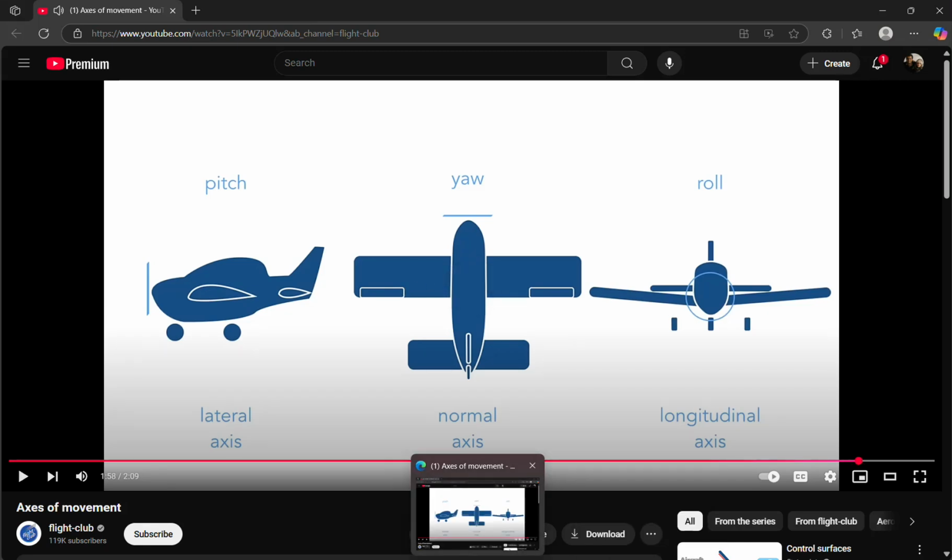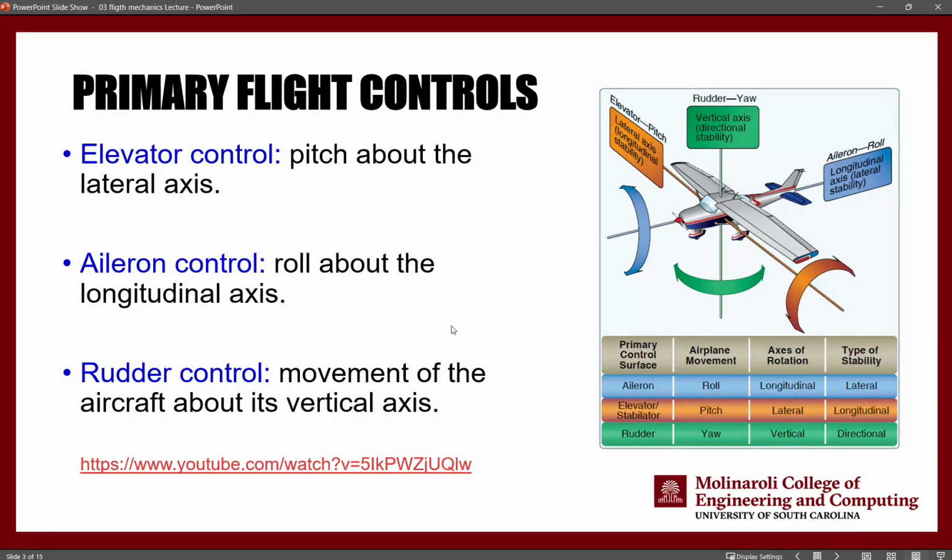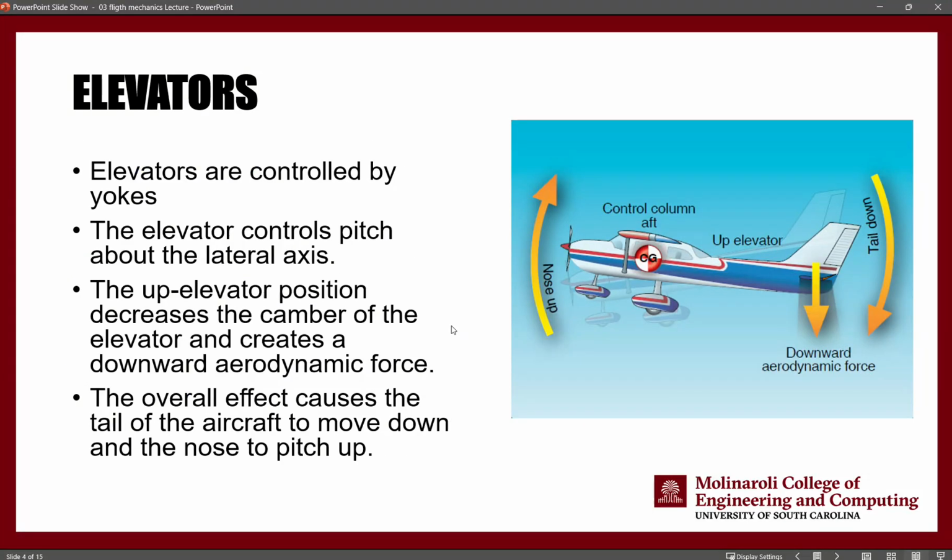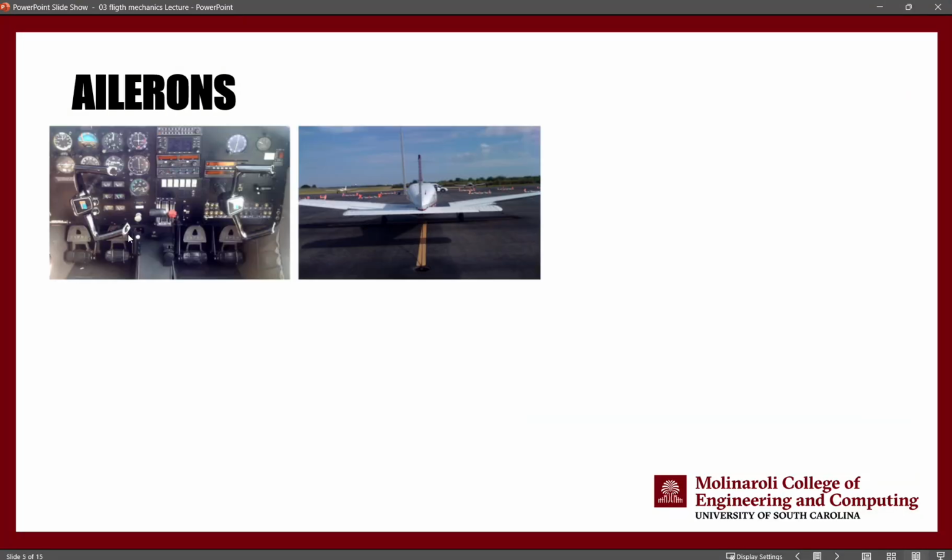Okay, let's go back to the lecture. Okay, so elevators. How do the elevators work? First of all, the elevators are controlled by the yoke of an aircraft. Essentially, the steering wheel of an aircraft is called the yoke of an aircraft.